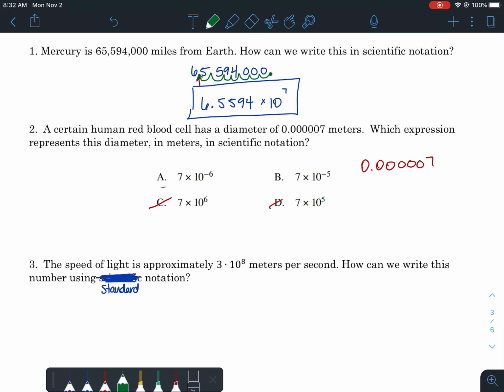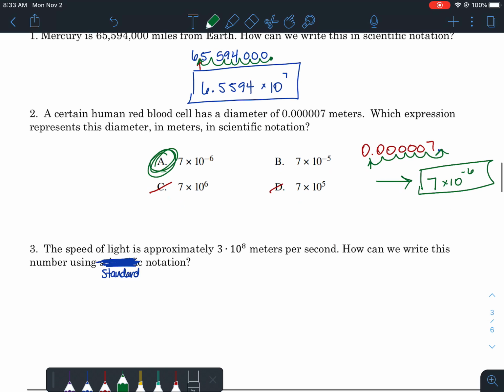If we go back to our notes, it says that we must move the decimal to the right this time in order to create a number between 1 and 10. Our decimal point is already there, shown. And we want a new decimal point, which would be after the 7, to make a number between 1 and 10. So we are going to count. 1, 2, 3, 4, 5, 6. That means it's 7 times 10 to the negative 6, and it's negative 6 because it's a really small number. Our answer here is A.